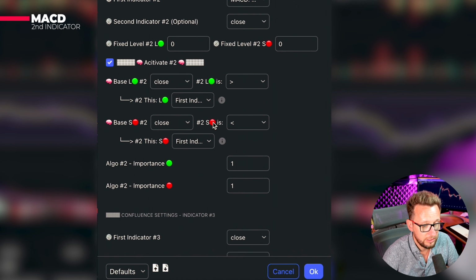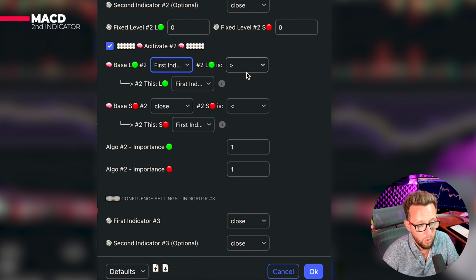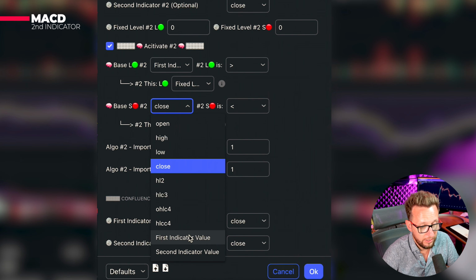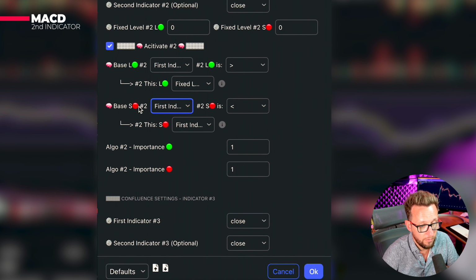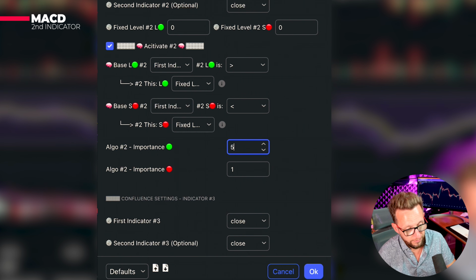We're going to go down just slightly and we're going to say, okay, the first indicator value has to be more than the fixed level. And then we're going to go down to the shorts, because these are red dots, so they're shorts. The first indicator has to be less than the fixed level. And then we're going to give it 5 points.